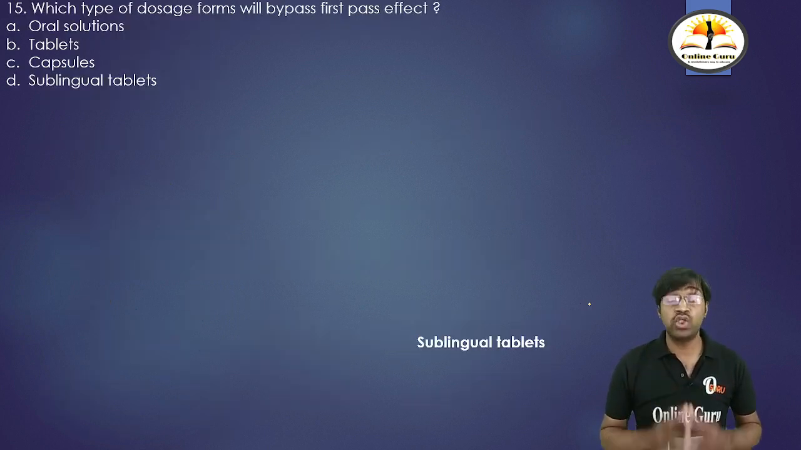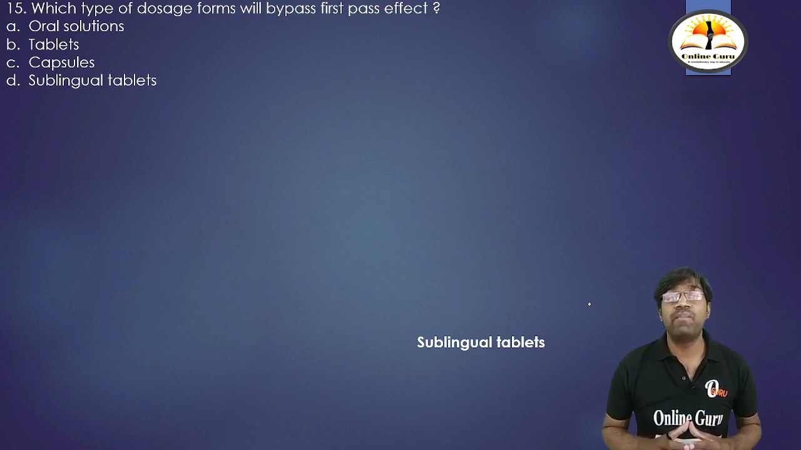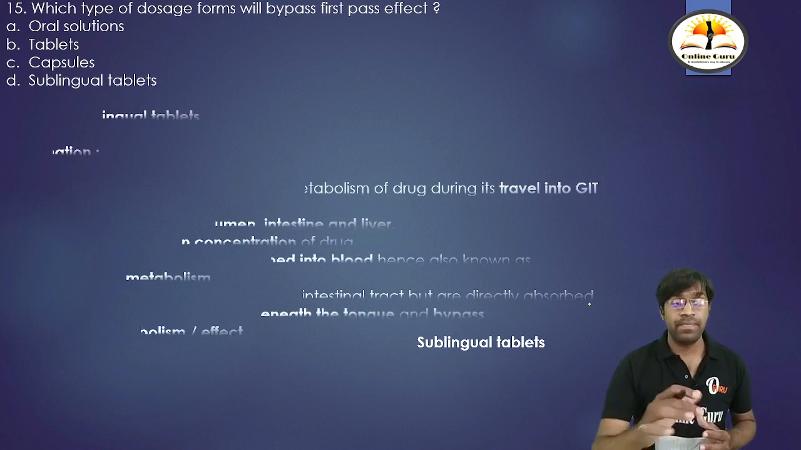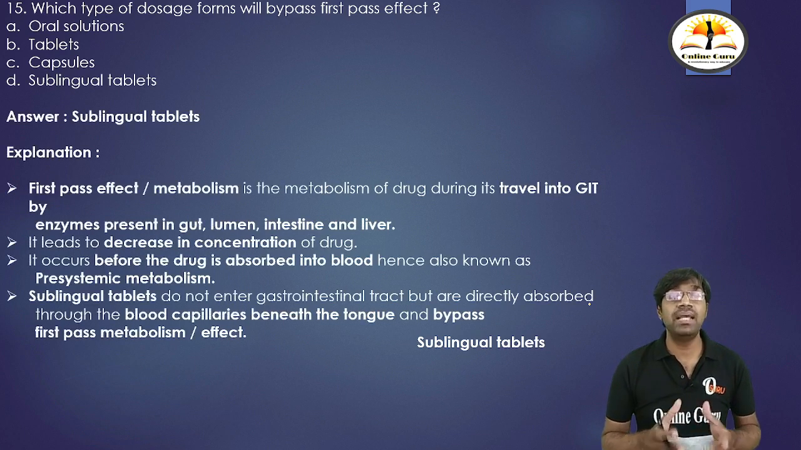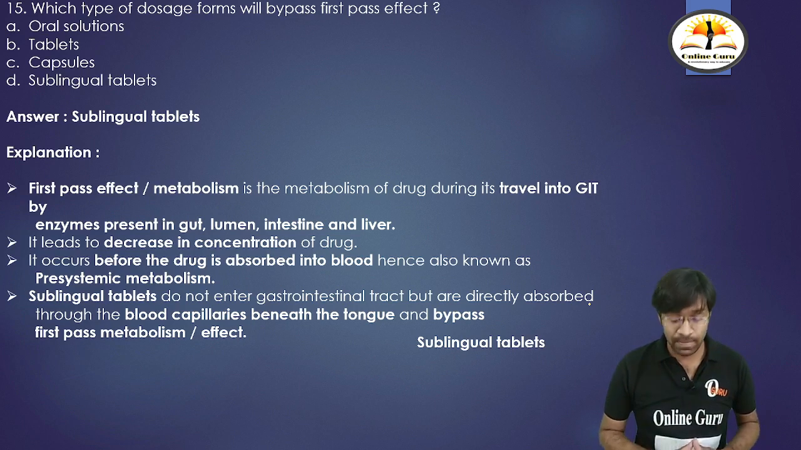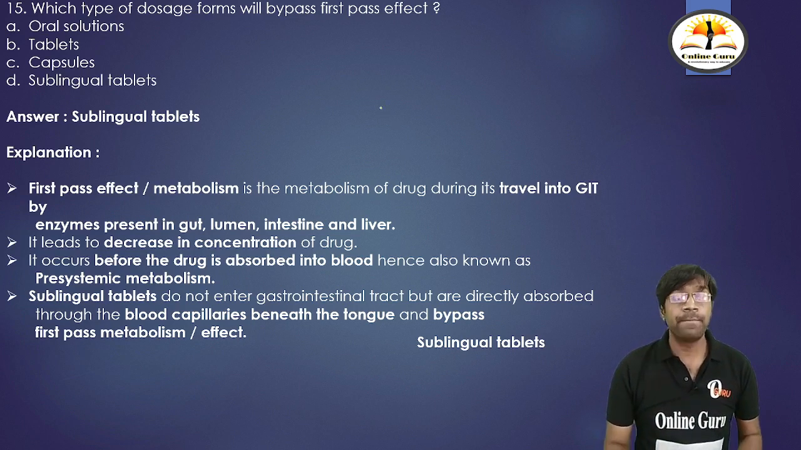Then the 15th question, which type of dosage form will bypass first pass effect? A is oral solution, B is tablets, C is capsules, and D is sublingual tablets. The correct answer is sublingual tablets. See here, firstly we are going to discuss what is first pass effect.